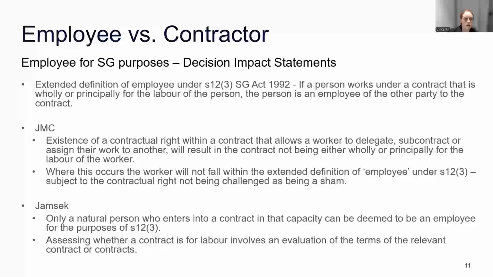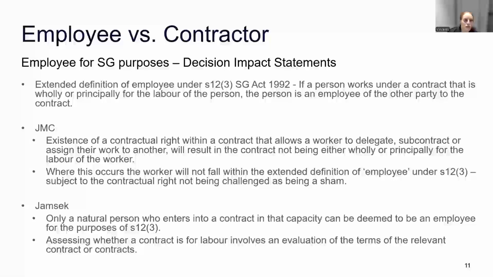So there were also just a couple of decision impact statements that were issued after a couple of cases which looked at an employee for super guarantee purposes. I just wanted to very quickly cover off a couple of the key points on these decision impact statements. I think I spoke about the cases themselves in the last tax update webinar.